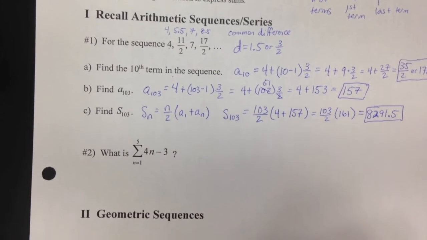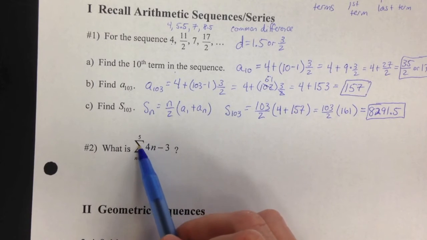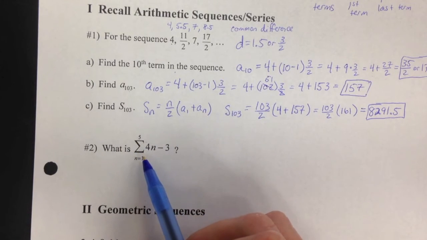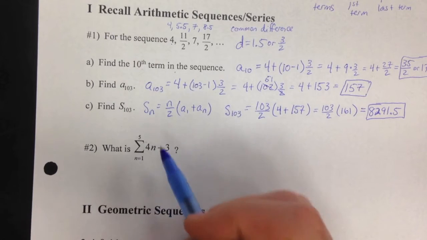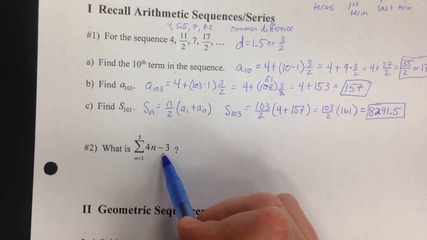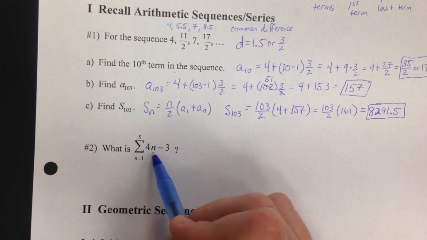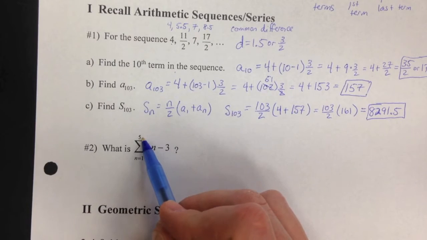Now, number 2, which is also a review, is called summation notation. That means we're going to be adding terms together. 4n minus 3 is the function that we're going to use. And we're going to substitute the values 1 for n, starting with 1 and ending with 5.